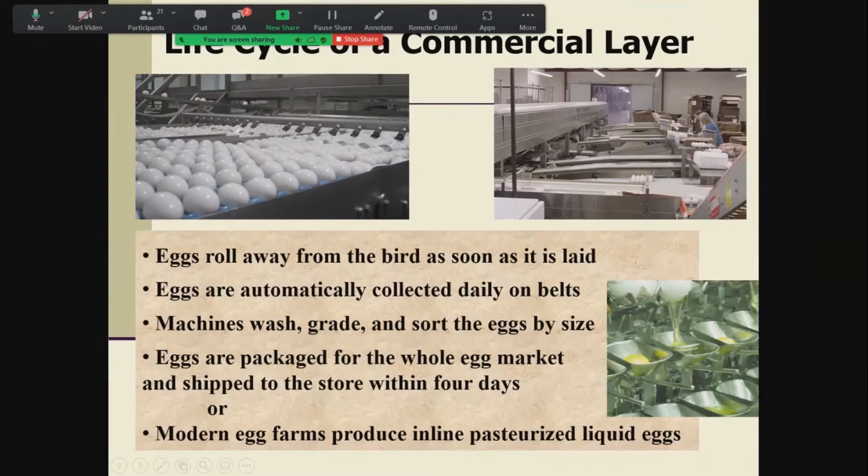The ones that are in line, they wash and grade the eggs. They sort them by size. And they actually can go to liquid breaking plants. Humans never touch any of this. After they're washed and everything, the machine automatically breaks the eggs, separates the yolk, separates the white, and then reconstitutes it as necessary. All eggs are basically packaged and shipped and in the grocery store within 4 days.